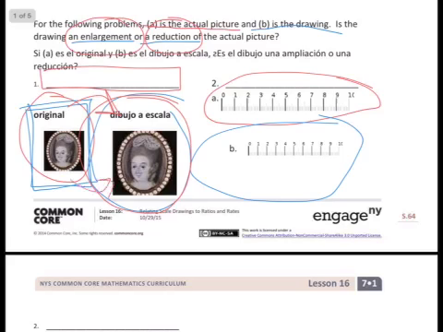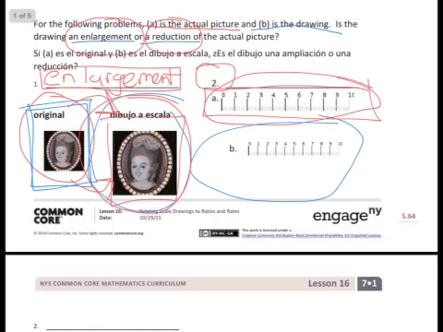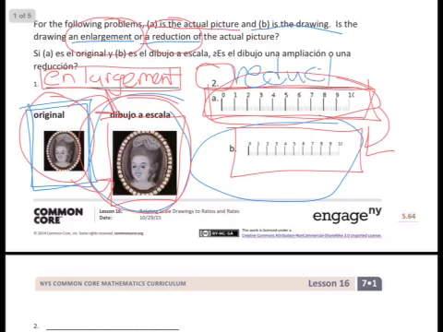Well, notice that the new picture is larger. So we actually got larger, it got bigger. So that would be an enlargement. In this second example, we start out with this picture, and then we have this other picture. Notice that the picture went from here to here, so it got smaller. So that would be a reduction. Pause the video if you need more time to copy this.